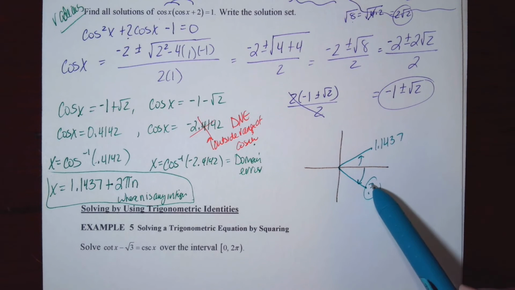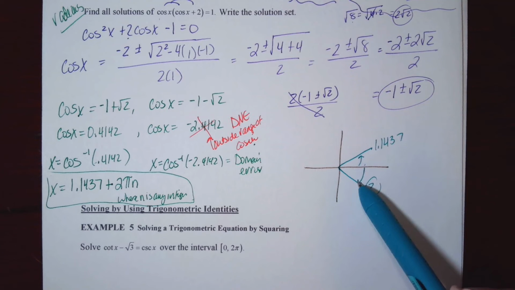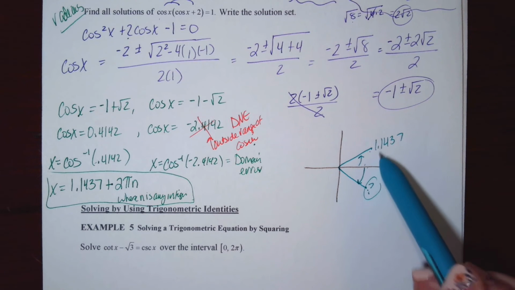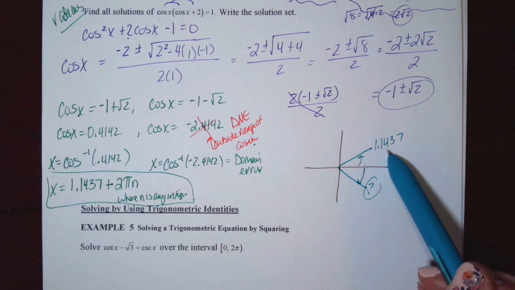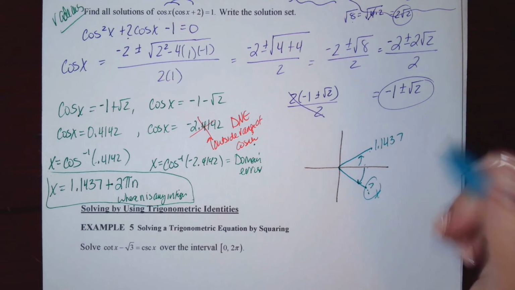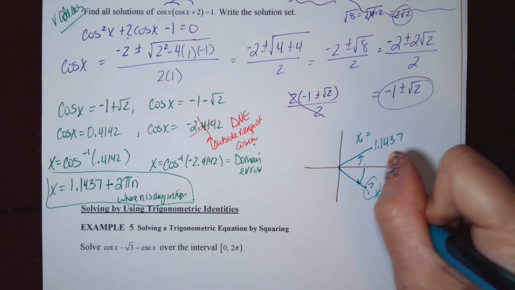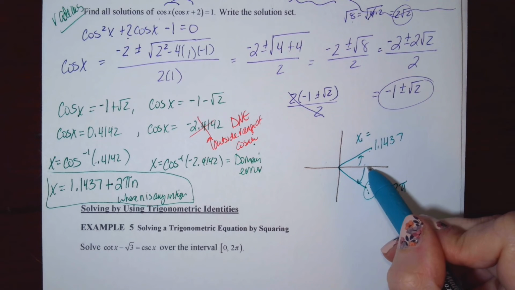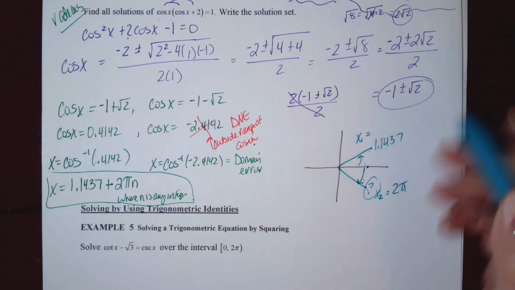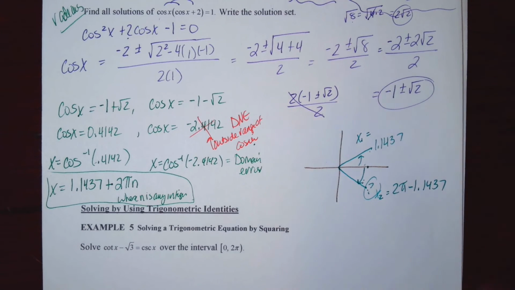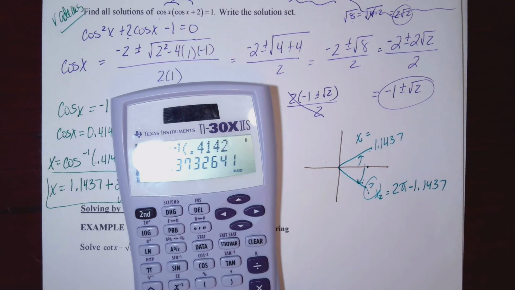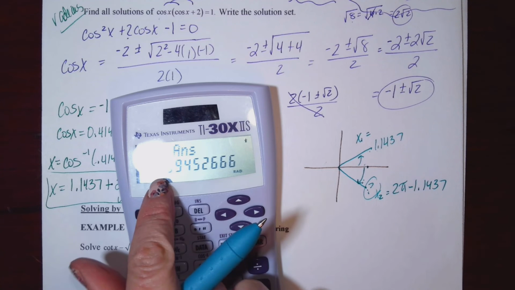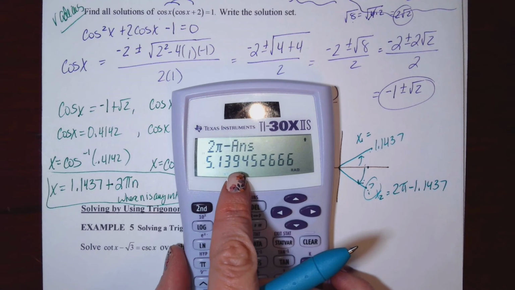Well, this angle here is the same distance from the x-axis as the angle in quadrant 1. It's this many radians away. So if this is x sub 1, this is x sub 2, it's going to be 2 pi, a full rotation, less 1.1437 radians. So let's figure that out. 2 pi minus that answer gets me to 5.1395.